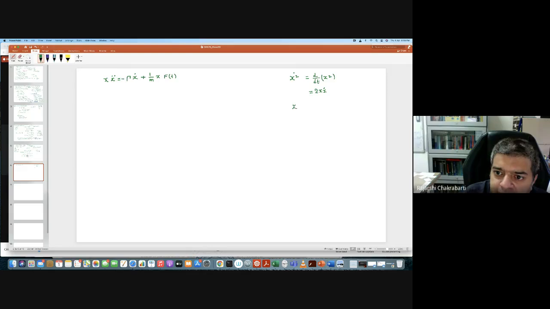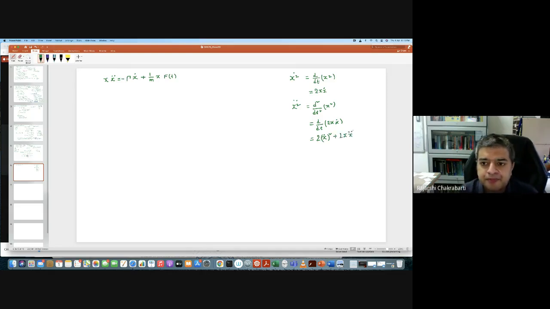So if I take x square and then double dot on that, what is this? This is the second derivative with respect to time of x square, isn't it? Which basically means d/dt of 2x x dot. This basically means 2 x dot whole square, because you have x dot times x dot, plus 2x x double dot. Is this clear?